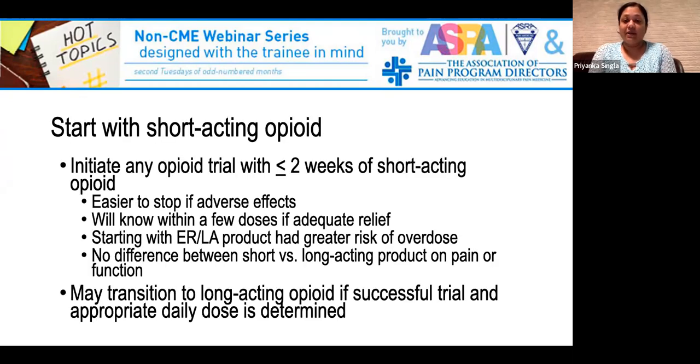For initiating therapy, the emphasis is on starting with a short-acting opioid. Initiate any opioid trial with less than 2 weeks of short-acting opioids because it's easier to stop if there are adverse effects. You'll know within a few doses if the patient is getting adequate relief. Starting with extended-release or long-acting products has been shown to have a greater risk of overdose and non-fatal complications. That was reported in one of the studies. And there is no difference in pain or function that was noted between the short and long-acting forms. They say that you may transition to the long-acting opioid if a successful trial and appropriate daily dose is determined.